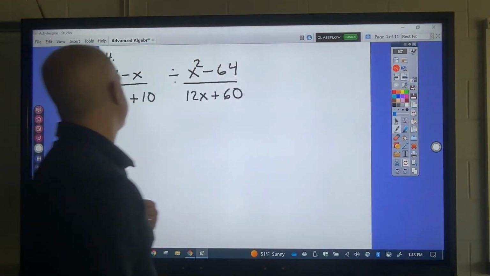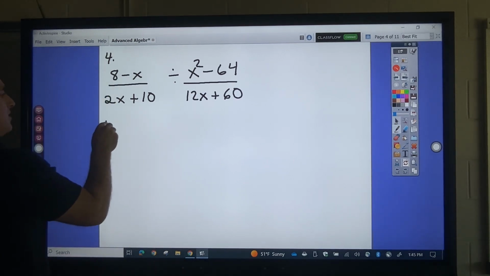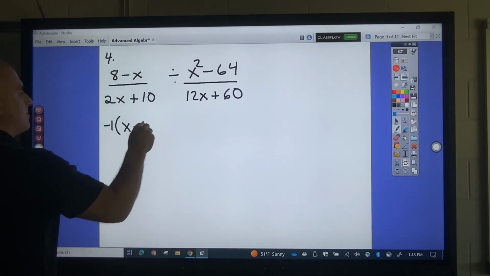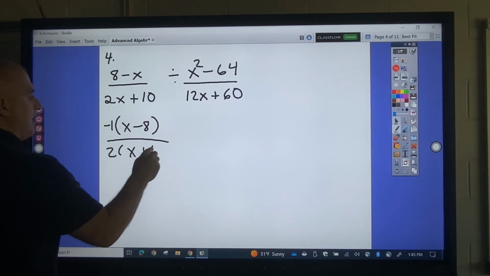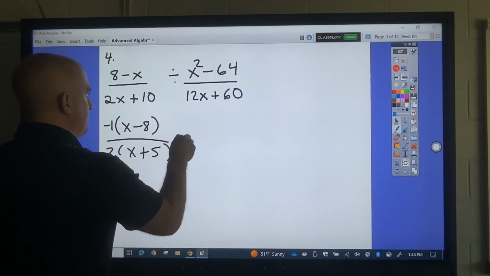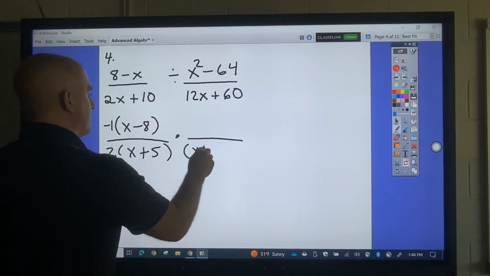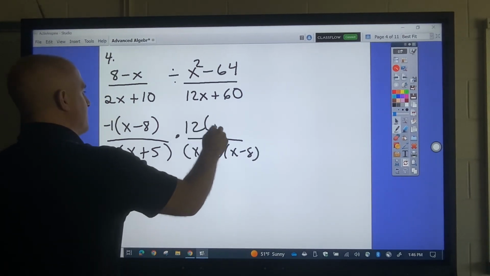Okay? Let's do another one. All right, so this one looks backwards. I would take out a negative 1 and it becomes x minus 8. This would be, take out a 2 and it becomes x plus 5. Okay? Keep, change the multiplication. That's going to be x plus 8, x minus 8. Take out a 12, that's going to be this x plus 5.